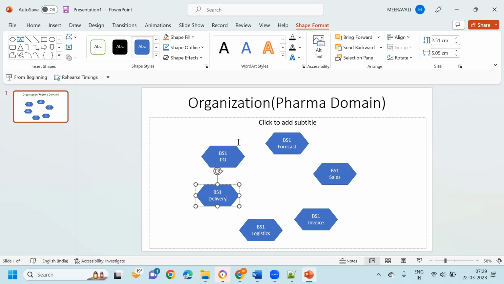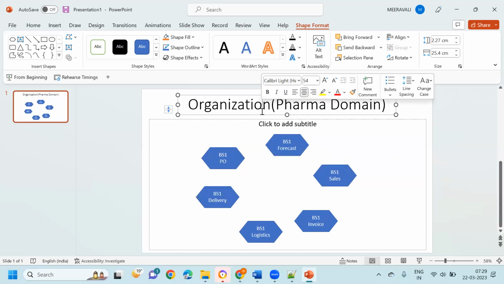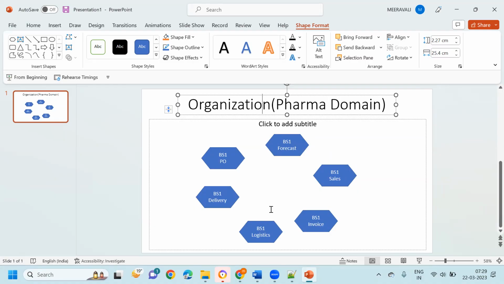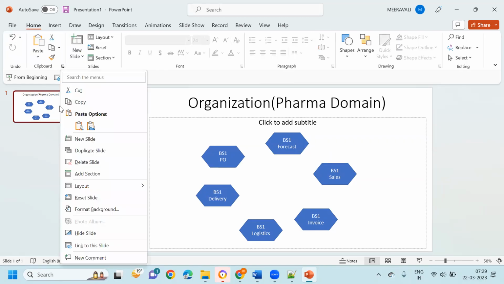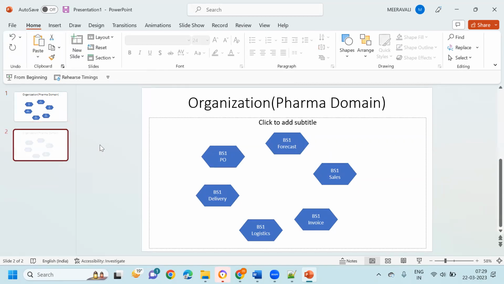So irrespective of the organization, this is one organization, and it contains n number of business systems. Similarly, if you take another organization, let's go to the other one.